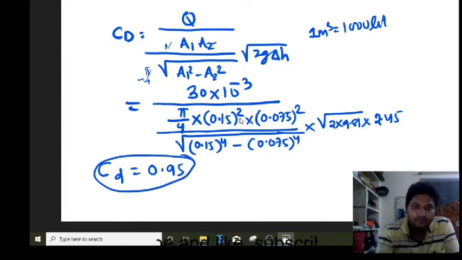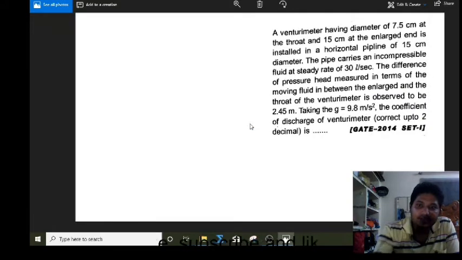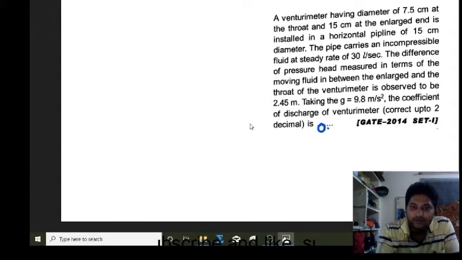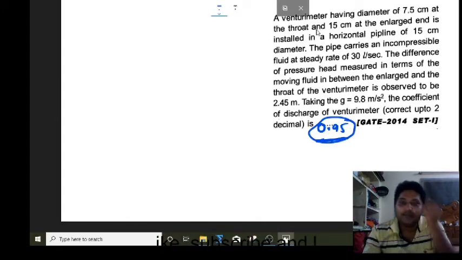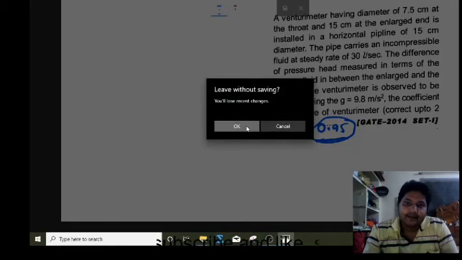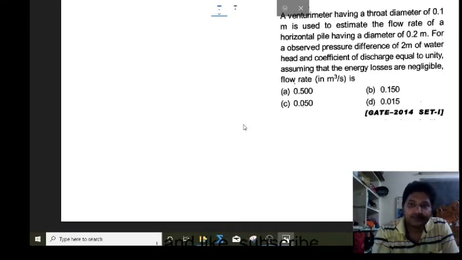So the CD value is coming out to be 0.95. There you can write down the CD value is 0.95. A virtual calculator will be given to you in the GATE. You can use that one. Now this is another venturimeter problem.